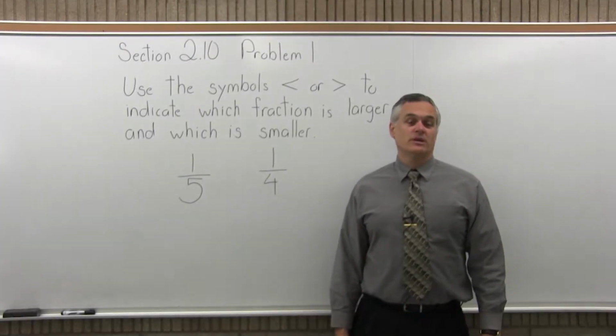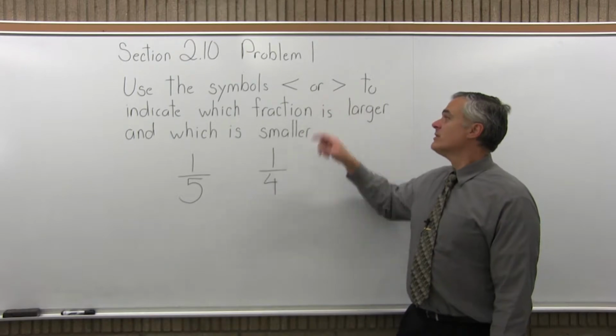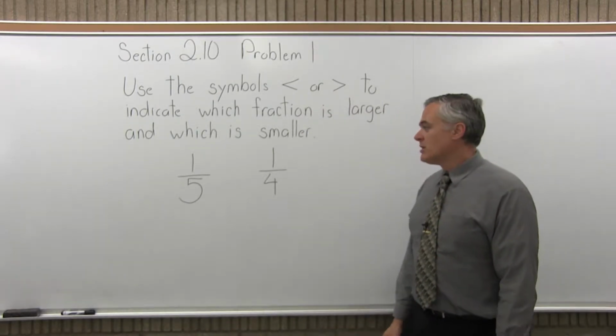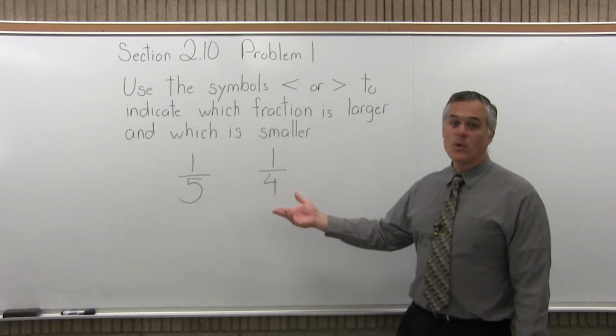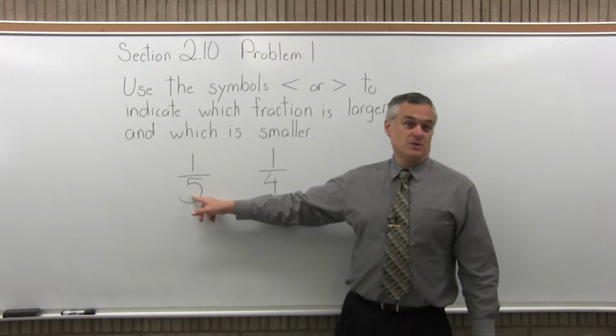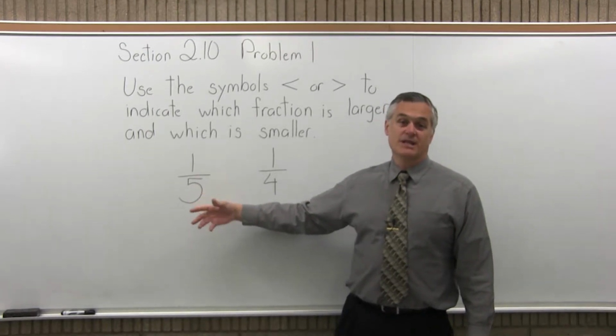This is Section 2.10, Problem 1. It says use the symbols less than or greater than to indicate which fraction is larger and which fraction is smaller. And we have 1/5 and 1/4, and you don't want to just look at the 5 and say it must be bigger because the 5 is bigger than the 4. Because it's in the denominator, it's actually the opposite.